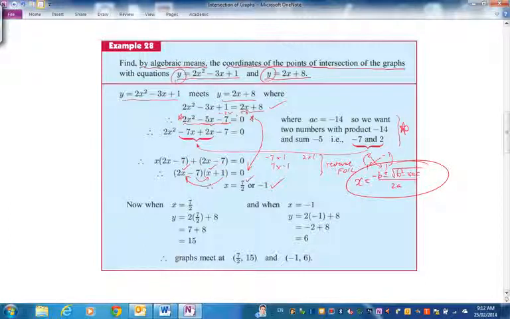So substitute x equals 7/2 into either one, which is a common point. But let's use 2x plus 8. Why? Well, it's simpler to substitute 7/2 into there, and when you do it, you get 15. Substitute -1 into 2x plus 8, you get 6. So now finish it off with a statement in context. The graphs meet at (7/2, 15) and (-1, 6).